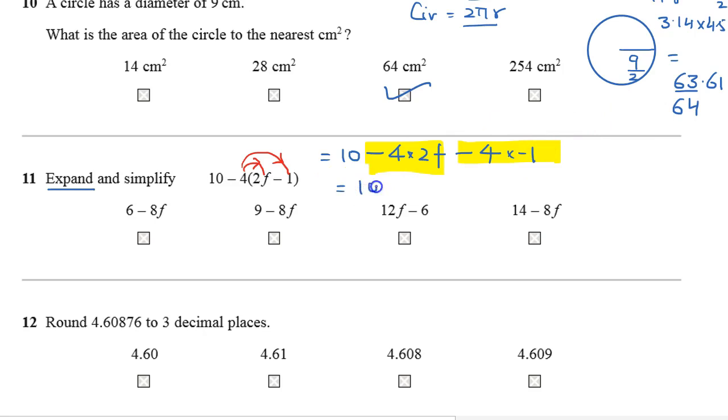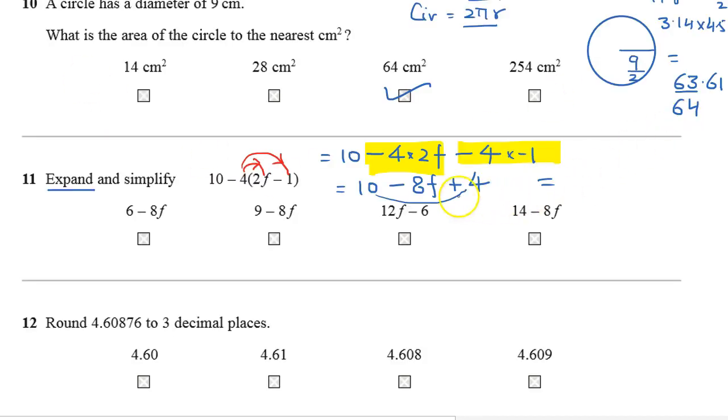So this is 10 minus 4 times 2 is 8f, minus minus plus 4. So these are the like terms. We add them, 10 plus 4 is 14, and this is minus 8f. So you can see 14 minus 8f is the answer.